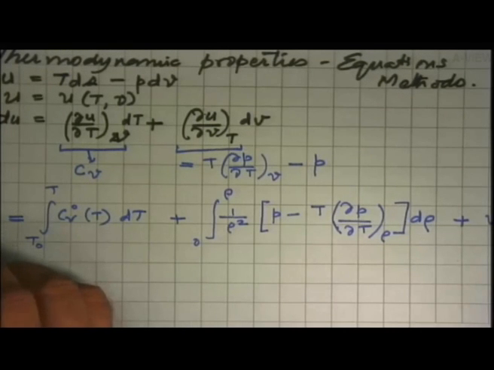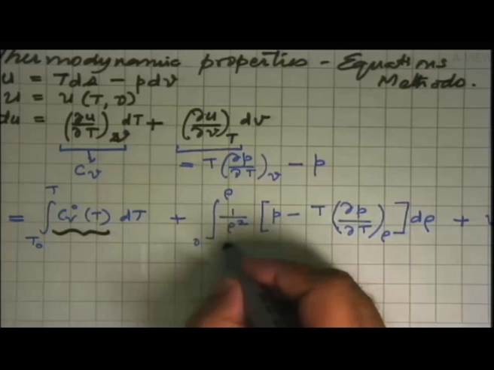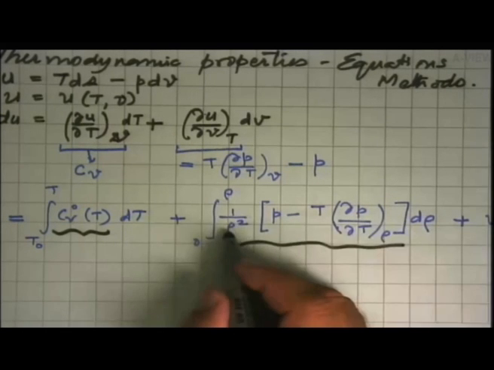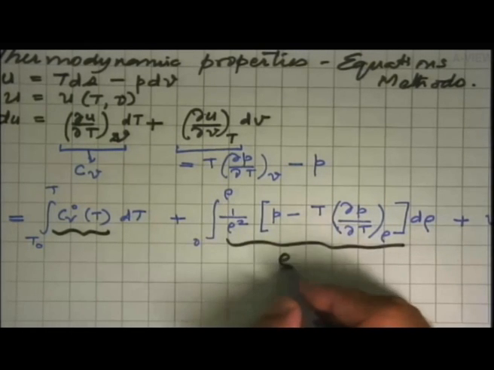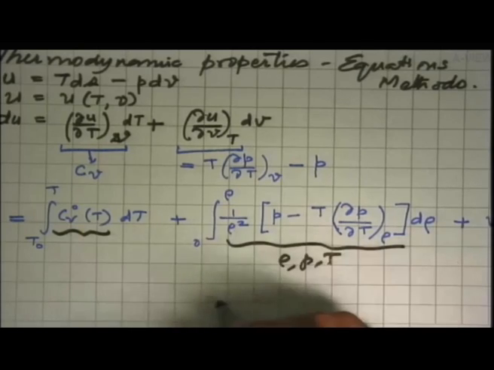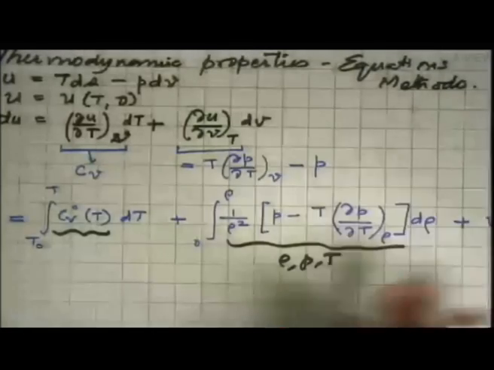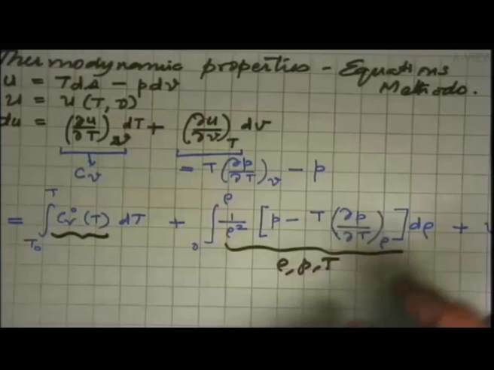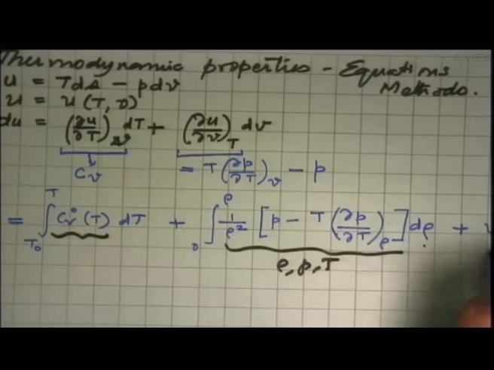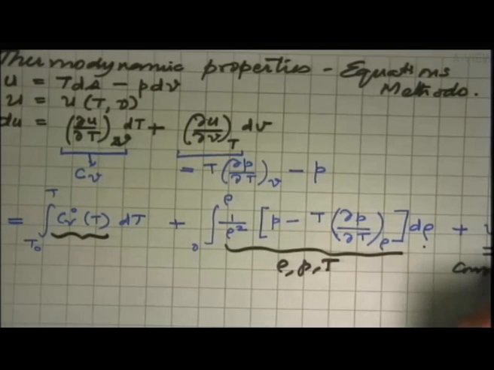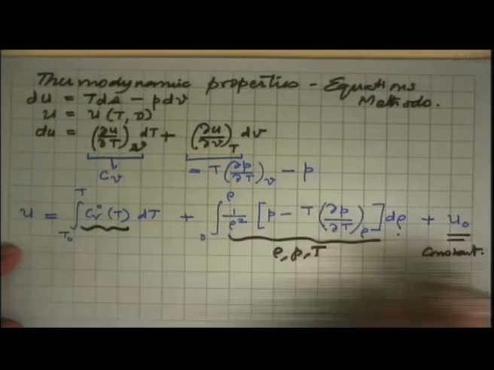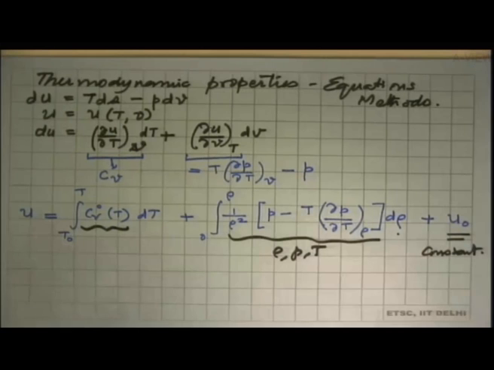If I want to evaluate U, I need Cv0 as a function of T, and I can integrate it with temperature. I have this big expression, which is what? Rho, T, and T. So if I have an equation for the PVT relationship, I can put that in and integrate with respect to rho, and this is some constant, which is somewhat arbitrary. We can pick what we want. So that's how we do all these operations, and we get U.